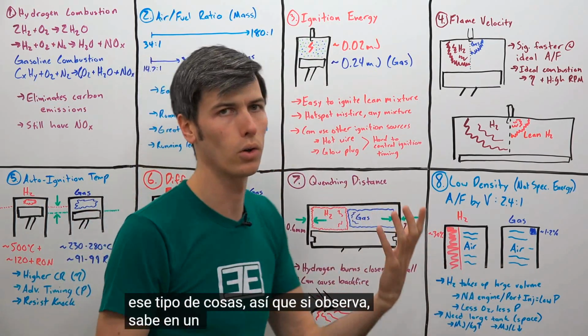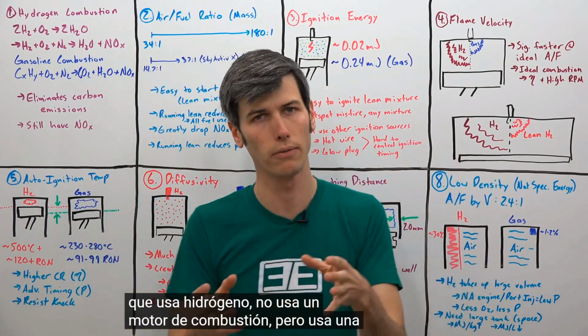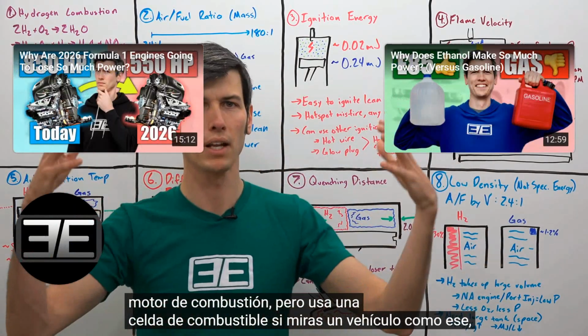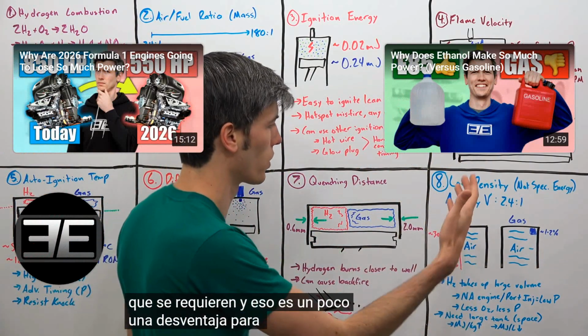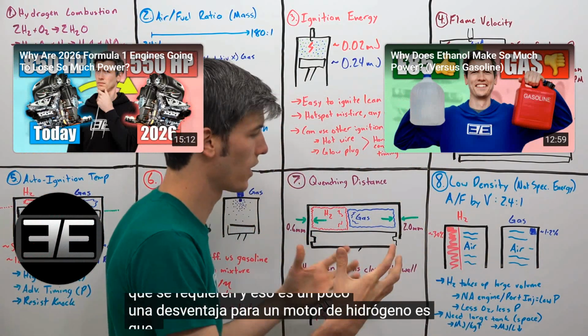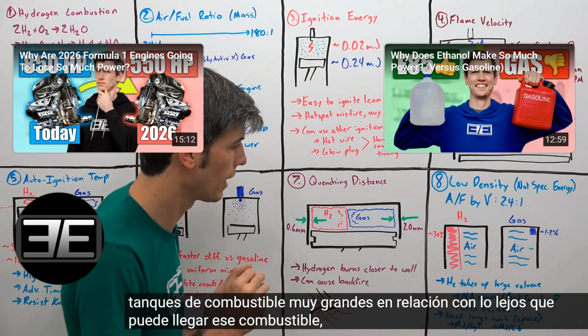So if you look at a car like the Toyota Mirai, which uses hydrogen, it doesn't use a combustion engine, but it uses a fuel cell. If you look at a vehicle like that, it's got these massive hydrogen tanks that are required, and so that's a bit of a disadvantage for a hydrogen engine, is that you're going to have very large fuel tanks relative to how far that fuel can get you.